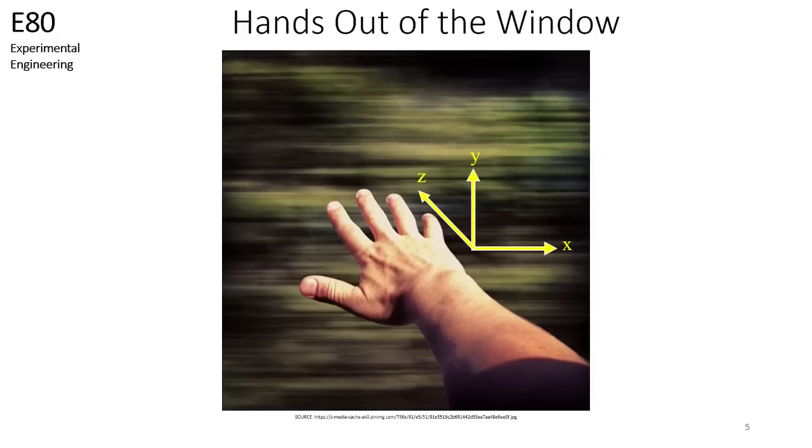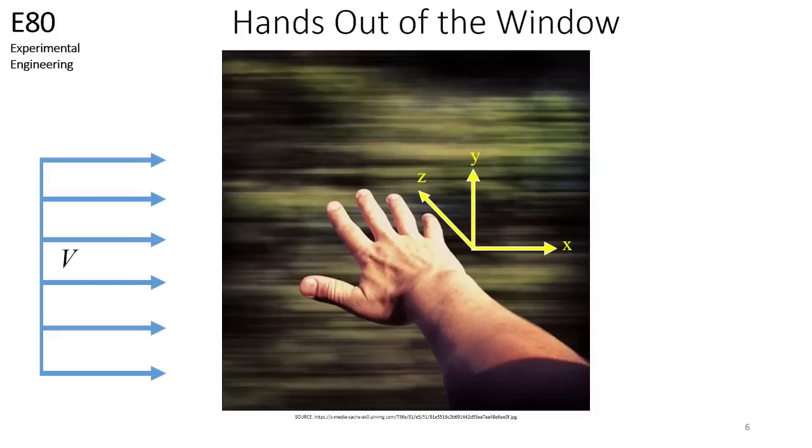Let's superimpose a coordinate axis. In this case, the positive y direction is pointing up, the positive x direction is pointing to the right, and the z positive direction is pointing into the page.